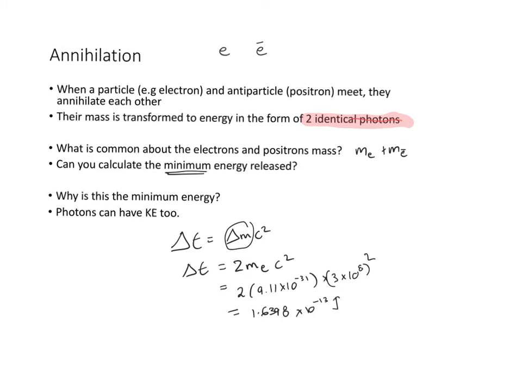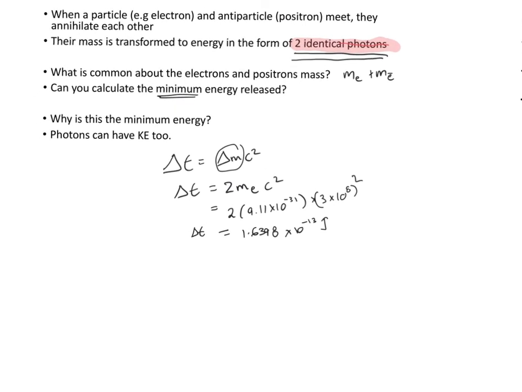13 joules. Now, this is the energy released when the electron and positron annihilate each other. However, since there are two identical photons emitted, that means that's the energy shared between two photons. So if you want to know the energy of one photon, you just simply divide it by two because they're identical. So you just divide that by two to find the energy of one photon, which is about 8 times 10 to the minus 14 joules.